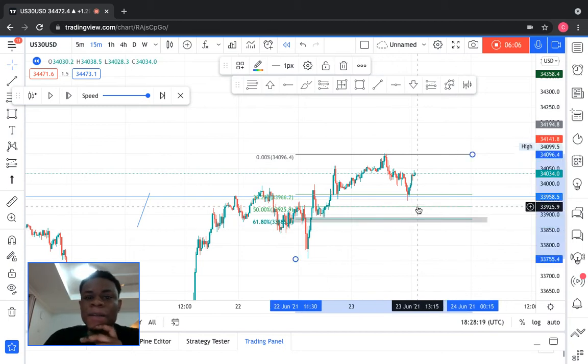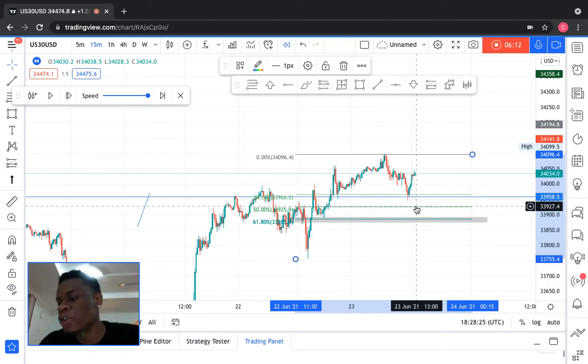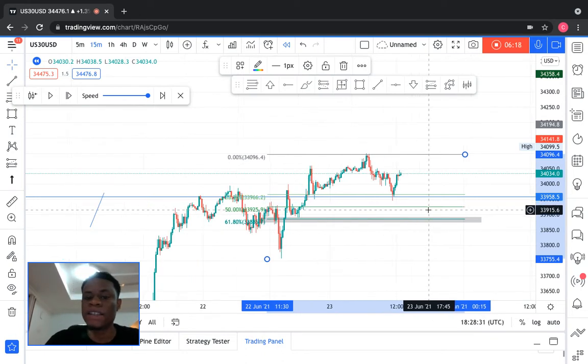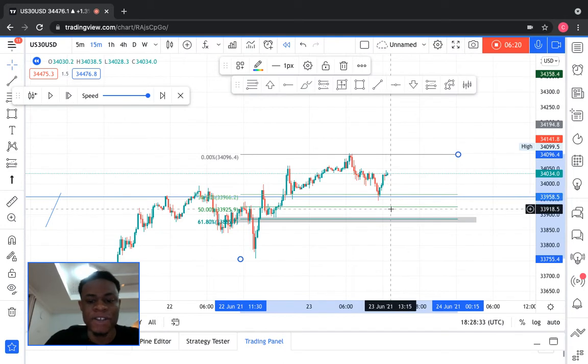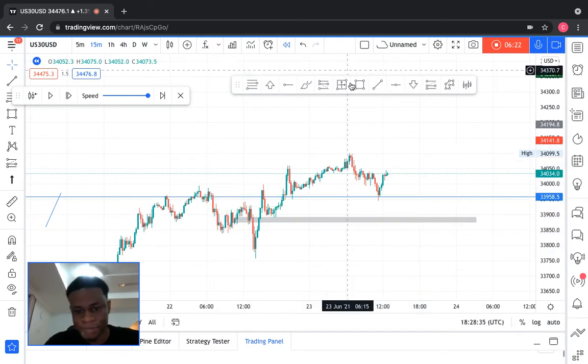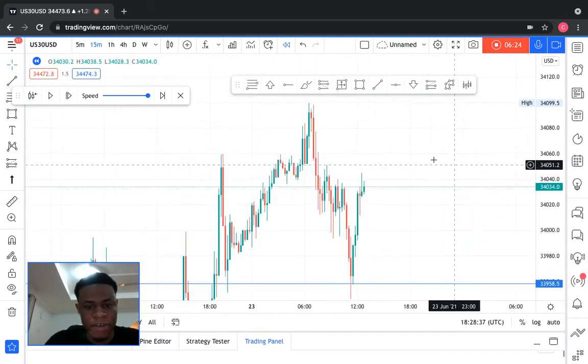Sometimes, 70% thereabout, price would return to that level, 61.8. Sometimes price would just hit the 31.8. If you don't understand Fibonacci, go and understand it. But I'm looking for buys, right?